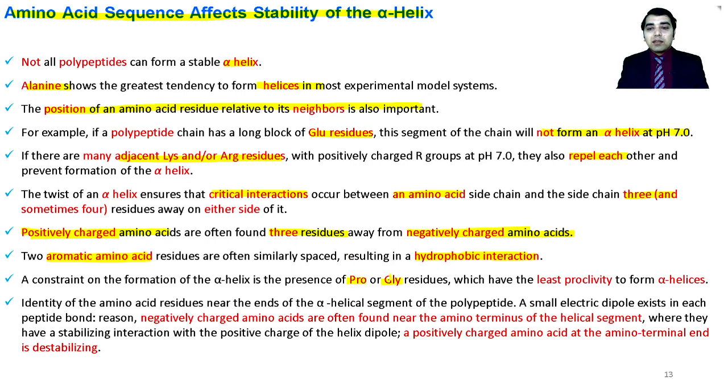We already know that proline and glycine have the least tendency to make the alpha helix. Proline has too limited an angle of phi that is not suitable to make the alpha helix, while glycine has too much free rotation and disturbs the formation of alpha helix. Negatively charged amino acids are found near the N-terminal end of the alpha helix.